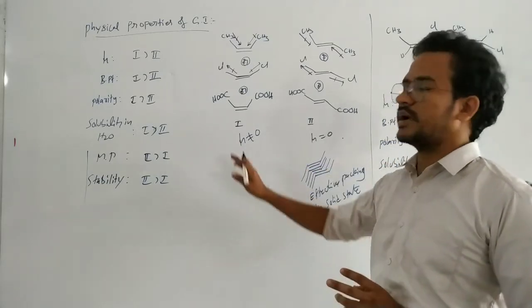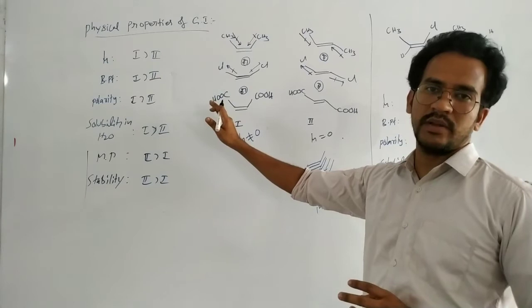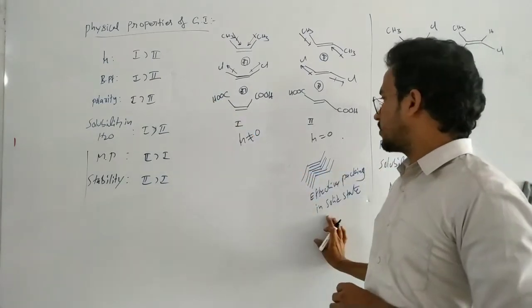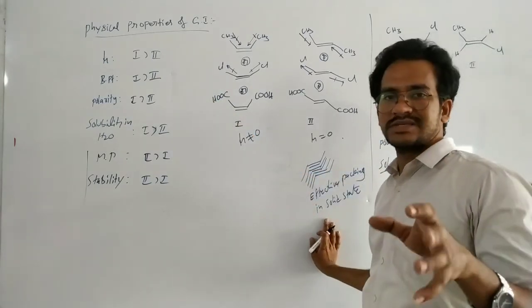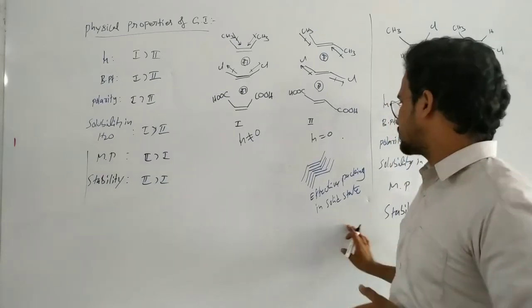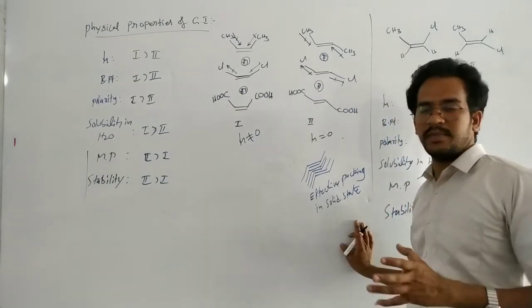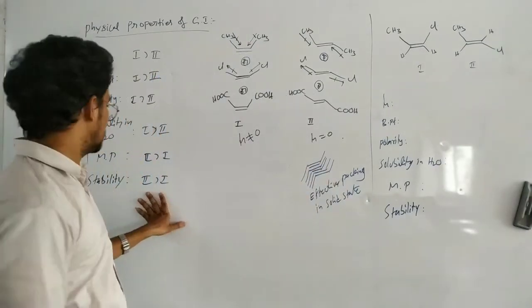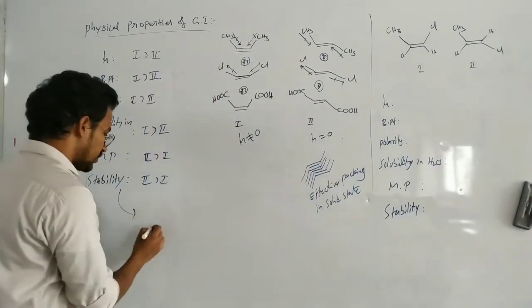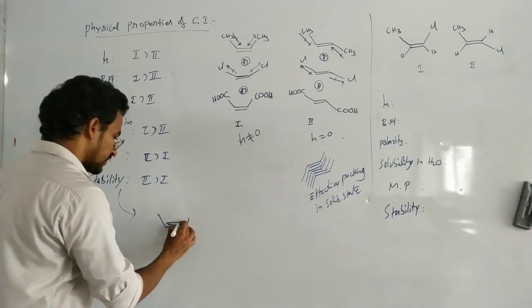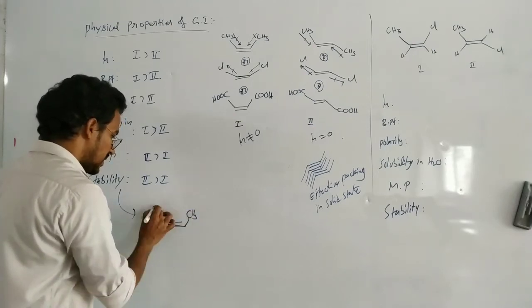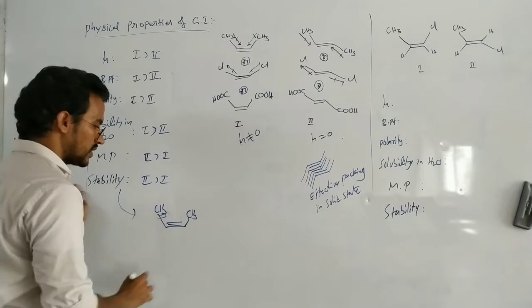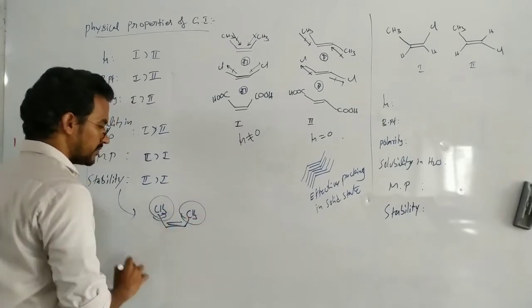Boiling points: polar compounds have the higher boiling point, but the melting point depends on the crystal packing. For the trans isomer, there is effective crystal packing. Why? Because the trans isomer is more stable. Why is it more stable? Here this is a cis isomer, CH3 and CH3. This is a methyl, this is a methyl.